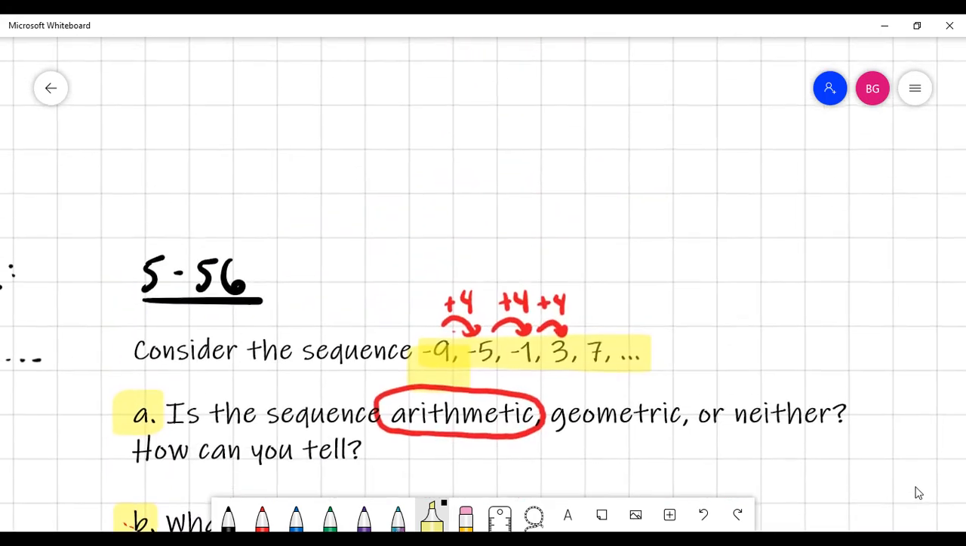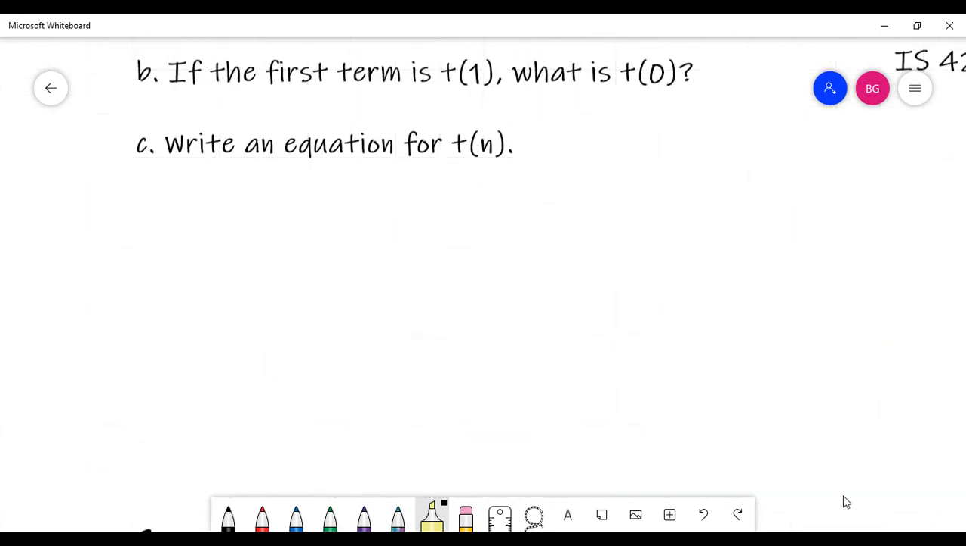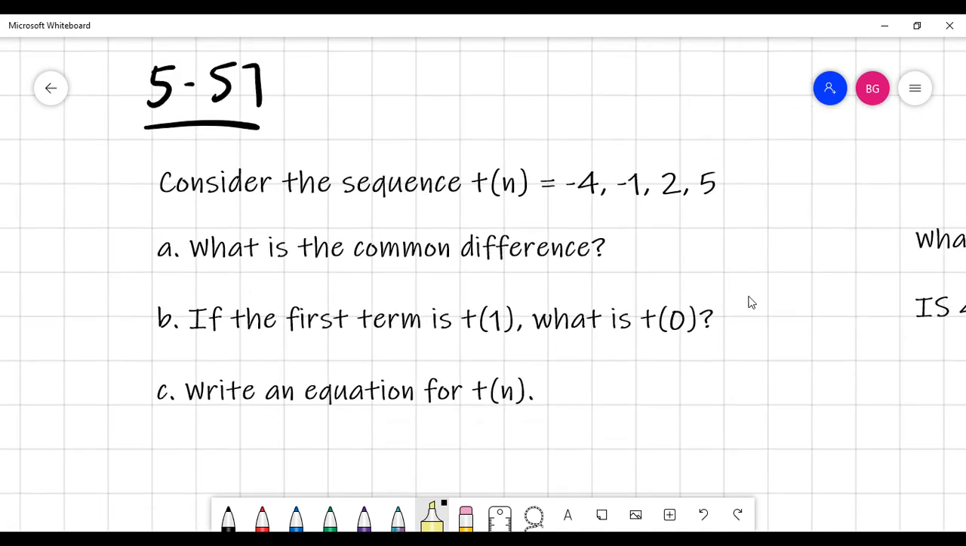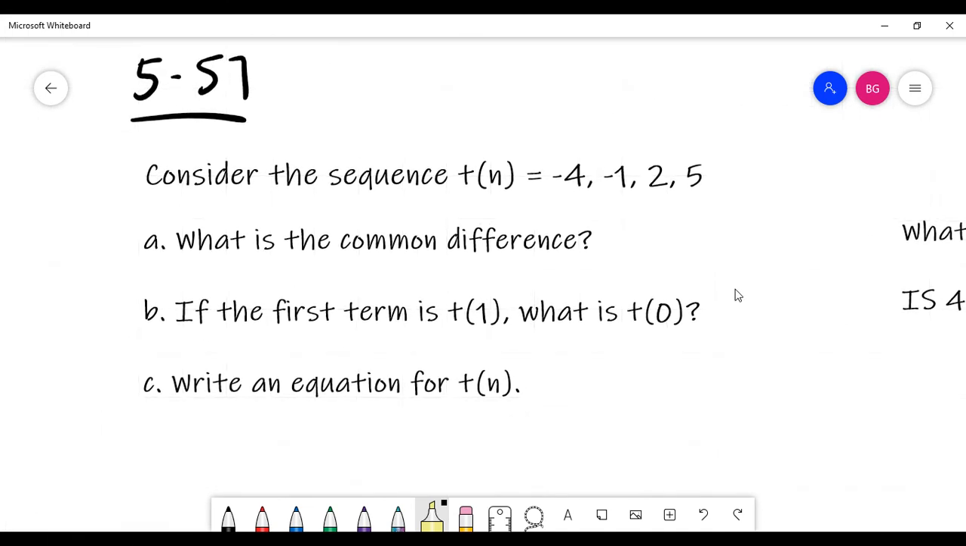All right. So what I want you to do here first is answer question A. What is the common difference right now? Go ahead and answer that question.